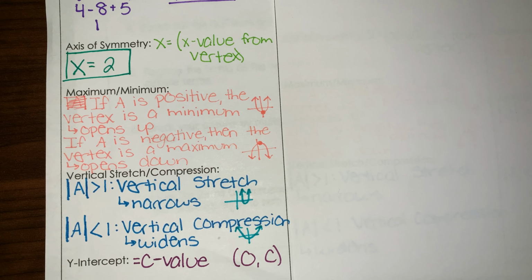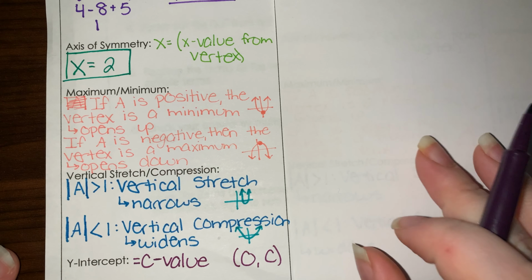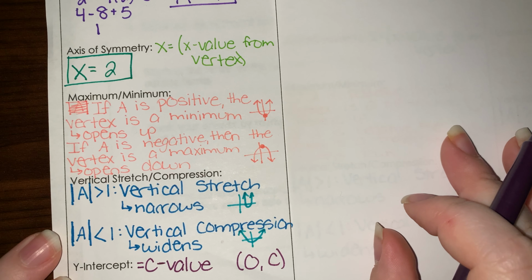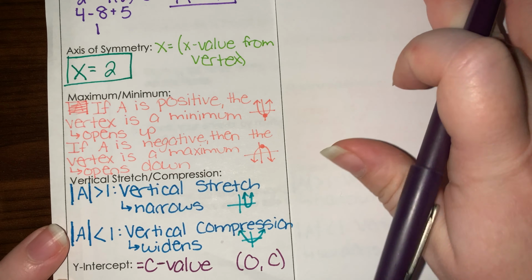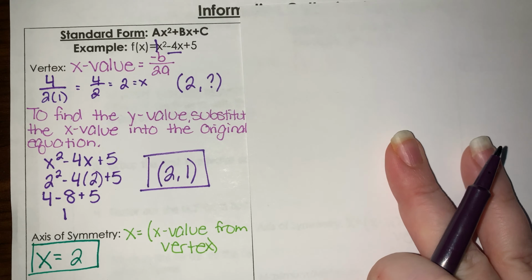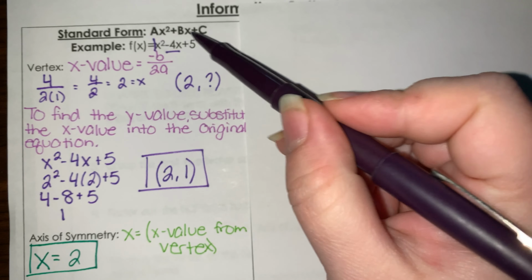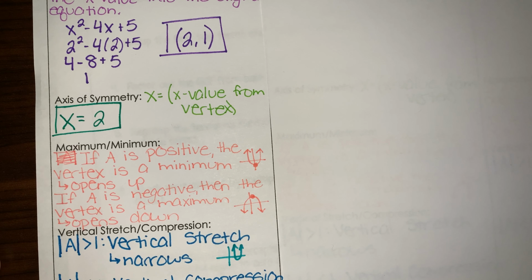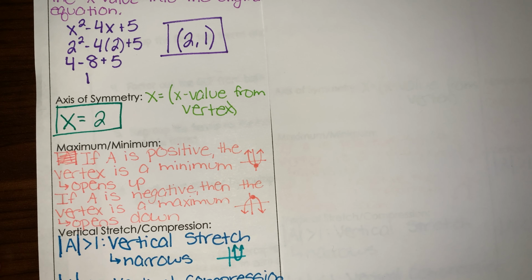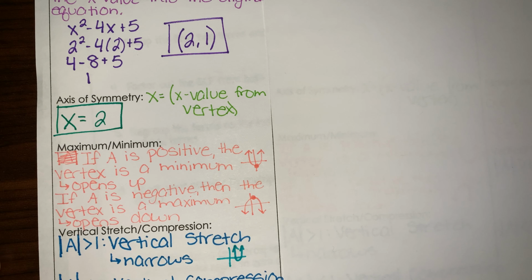where you can see that this is a lot more narrow and this is kind of being stretched or compressed. And the last thing that you can pull from your standard form is your y-intercept. And for all parabolas, since they are functions, you're only going to have one y-intercept. So the great thing is your y-intercept is always going to be your c value. So if we look back up here, my c value in this example is 5. So my y-intercept can be written as 0, 5, or y equals 5.